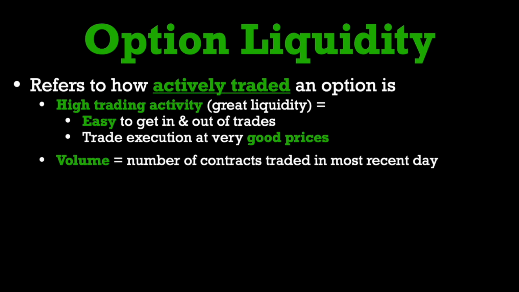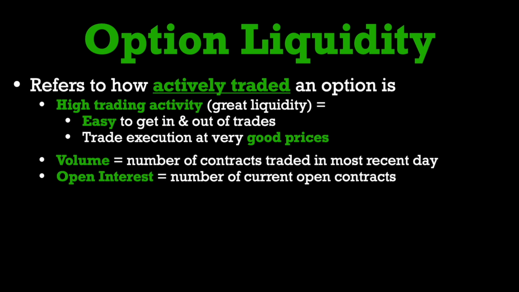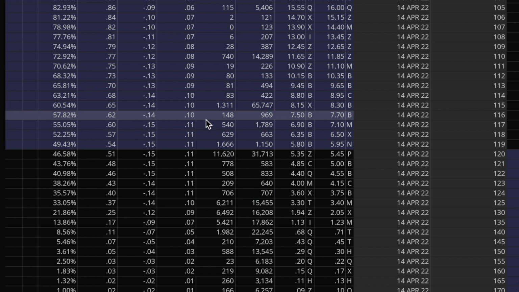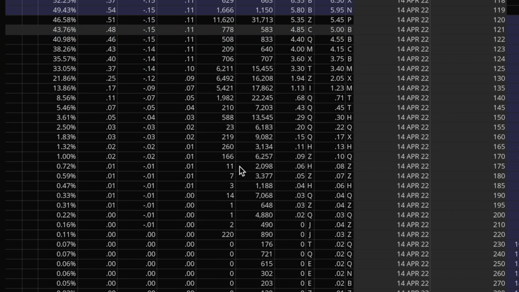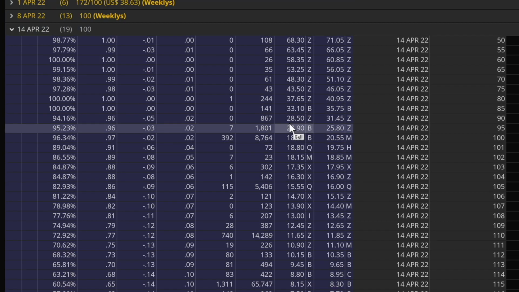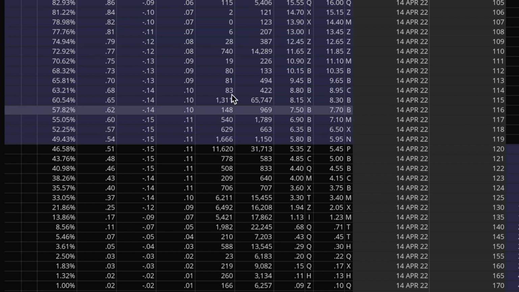The volume here is simply the number of contracts that were traded in the most recent trading day. And the open interest represents the number of current open contracts, or the number of contracts that have yet to be settled. In particular, the most important thing is taking a look at the volume and open interest for the near at the money options, right? That's because these are the contracts that are most actively traded anyways. There's really no point in trading contracts that are super far out of the money, way out here, or super far in the money. Again, for any stock, the most actively traded contracts are right around at the money.